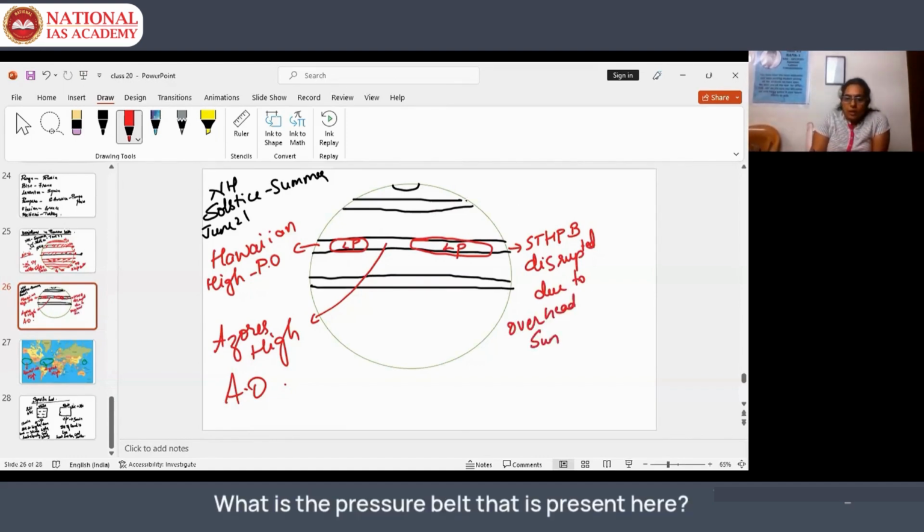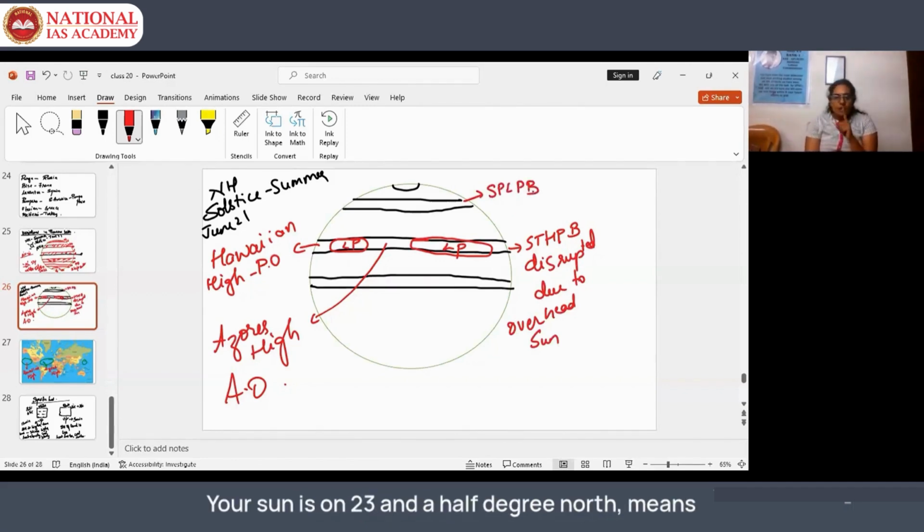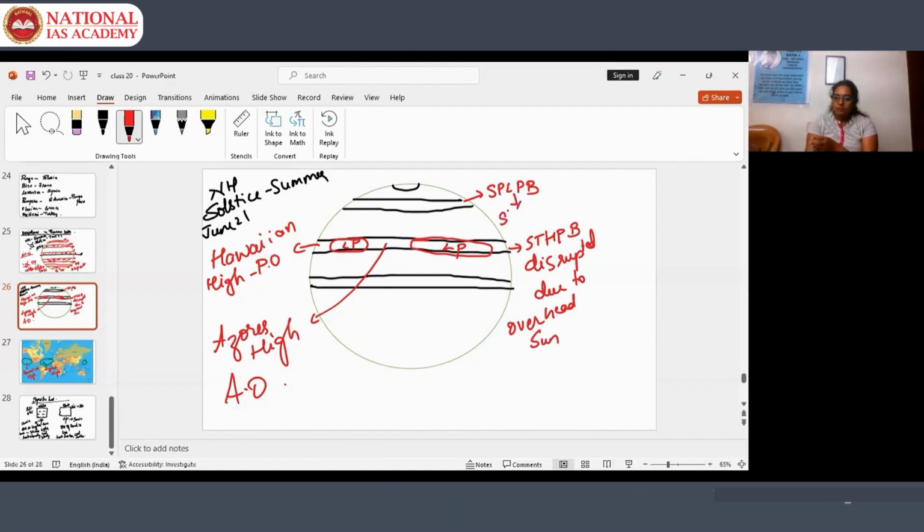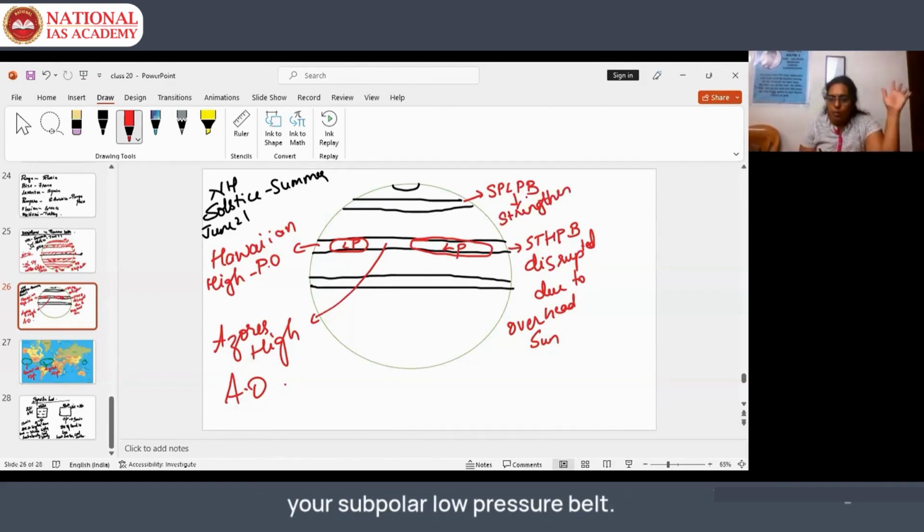What is the pressure belt that is present here? It is the subpolar low pressure belt. So already low pressure is there. Your sun is at 23.5 degrees north, which means your low pressure belt is receiving more sunlight. When the low pressure belt receives more sunlight, low pressure is strengthened. Low pressure increases, land heats up, and it adds to the low pressure. So there is no impact seen on your subpolar low pressure belt.